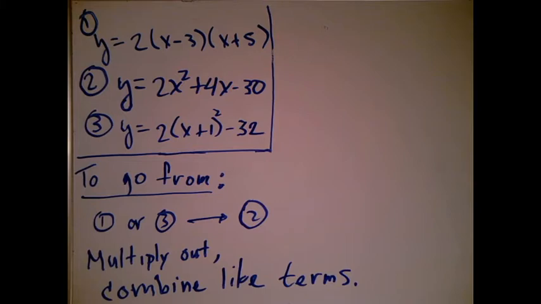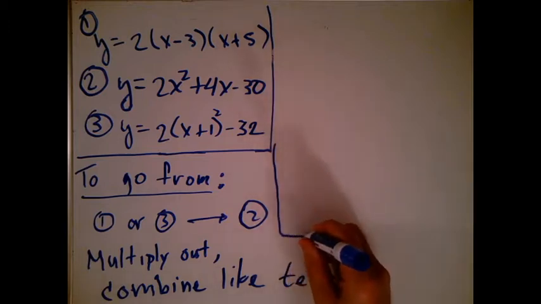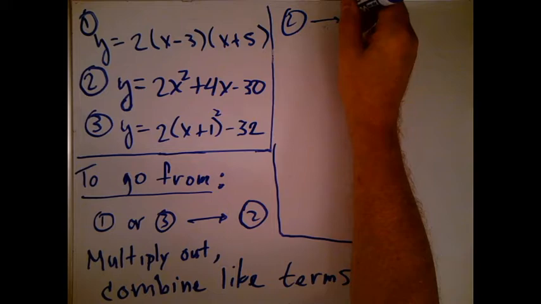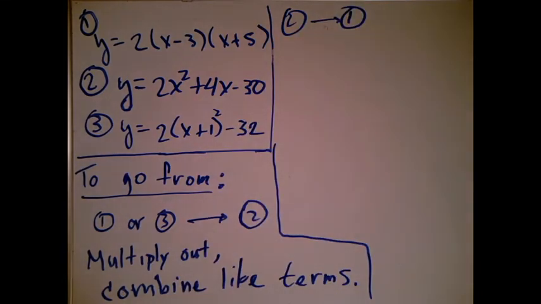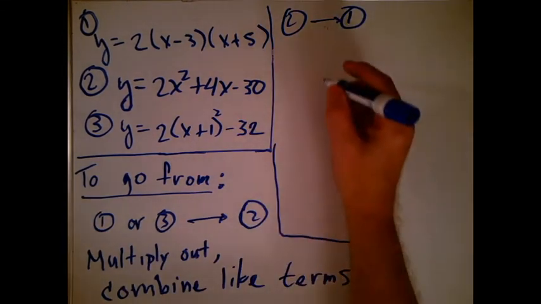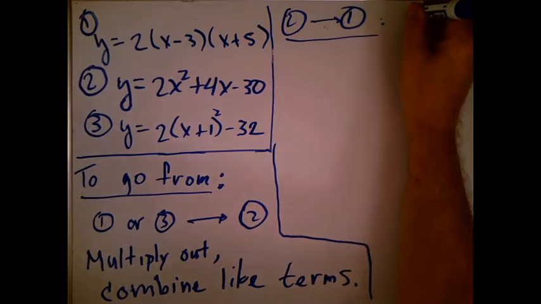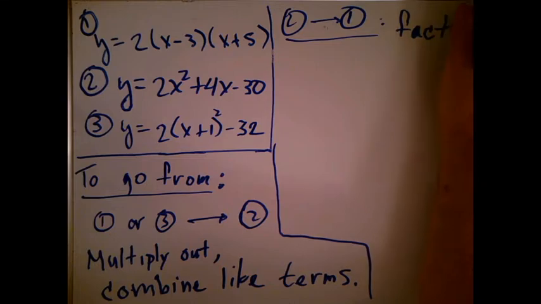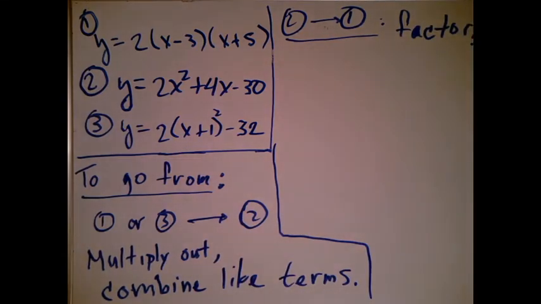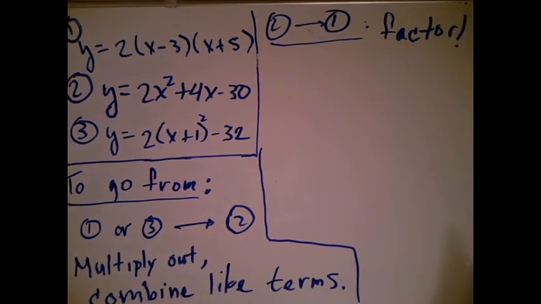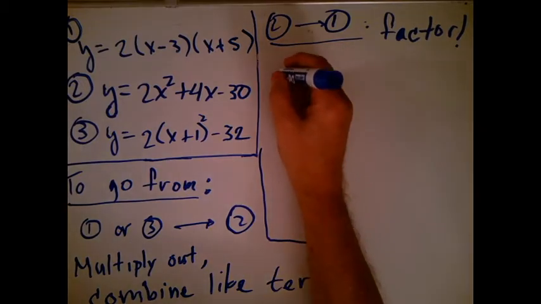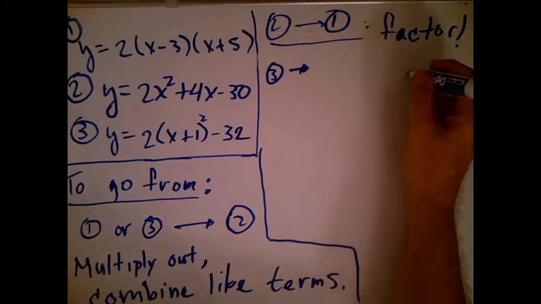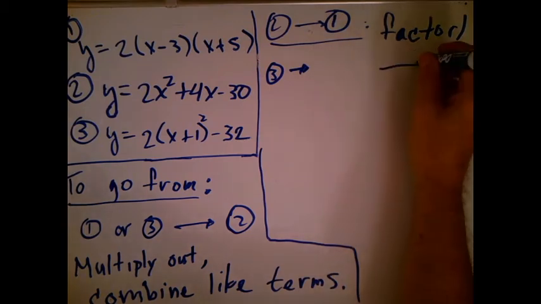What if I want to go from 2 to 1? Well, to go from the standard form to the factored form, we factor. Not a big deal. That even makes sense. Yay. Now, if I want to go from 3 to 1, oh boy, I'm leaving a big gap here.